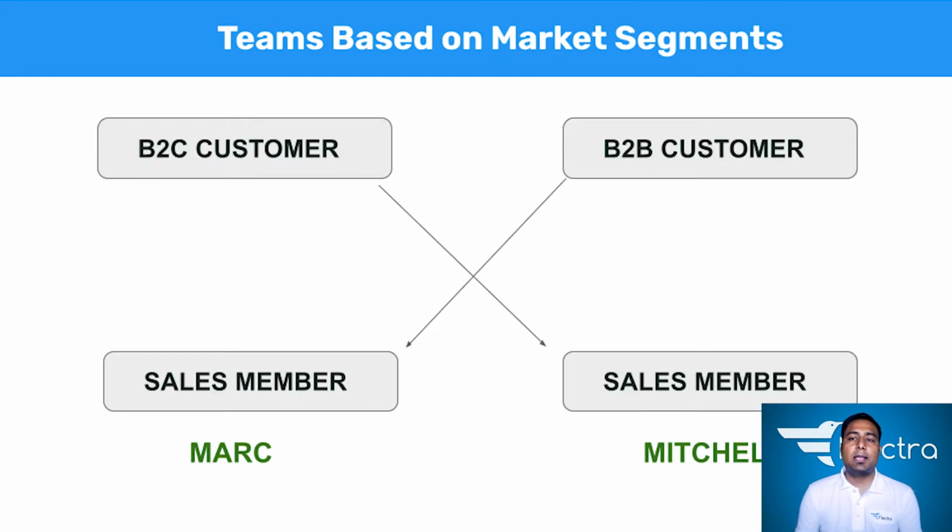Also you can categorize on market segments. Let's say we have B2B customers and other customers who are B2C. On that basis also you can differentiate the sales teams. For B2C customers, I can assign the sales member Michelle, and for B2B customers, the salesperson Mar. That's how you can categorize your sales team based on market segments.